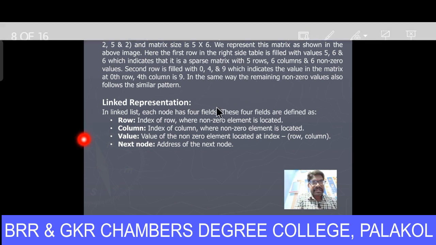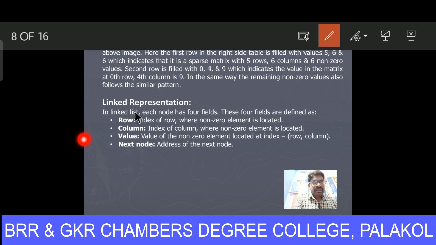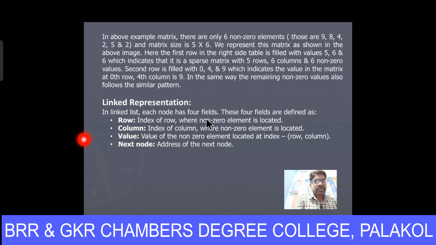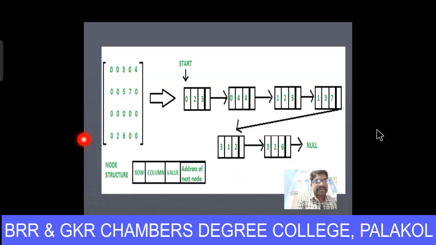So linked representation means we have to take 4 fields. One is row, column, value, and the next node. Okay, so this is the row value, this is the column value, this is the actual value, and this is the node value. So the node contains the address of the next node. Okay, so let us take an example.